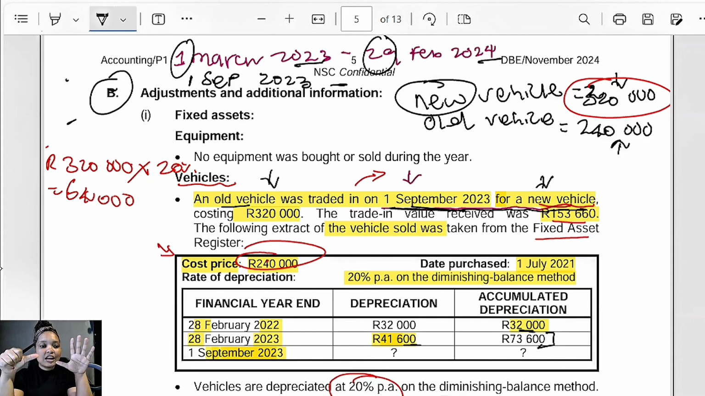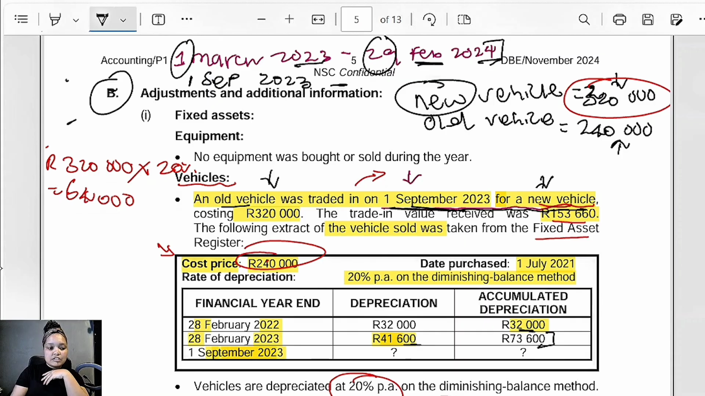And how do I know that? I started counting from the time it was bought. And when was it bought? It was bought from the 1st of September, or it came into our business from the 1st of September 2023. October, November, December, January, February. So this is a total of 6 months. How much have I had it for? I've had it for 6 months. Now I have to divide by 12. And how much do I get for this depreciation? For only 6 months.